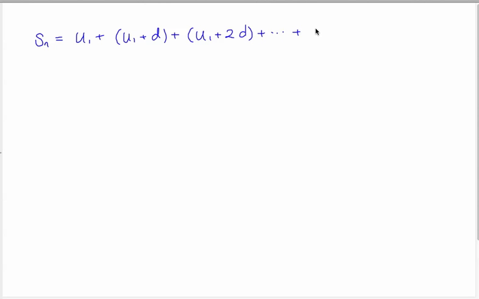And it goes all the way out to the first term plus n minus 2 times the common difference, plus the first term plus n minus 1 times d. Okay, so there are n terms and I've added them all up.